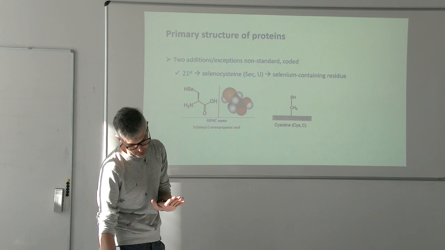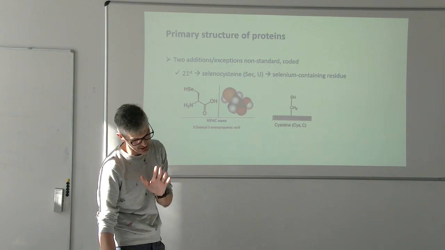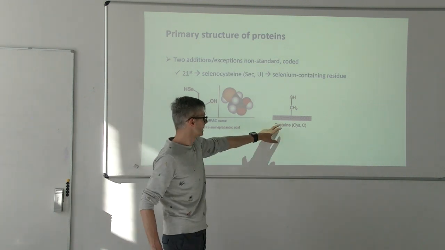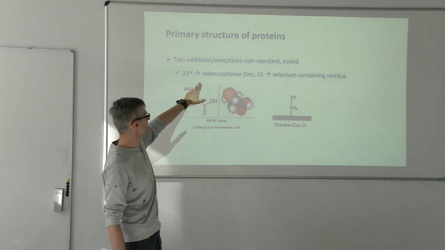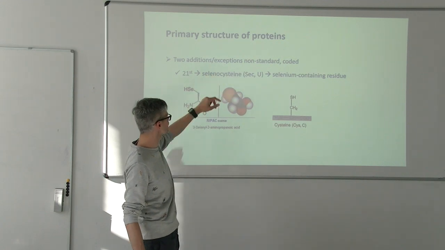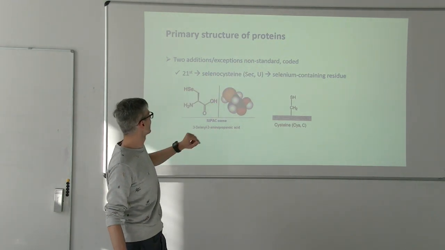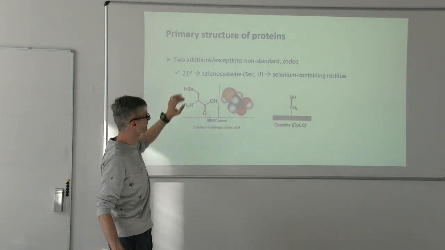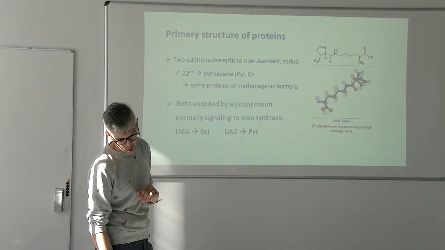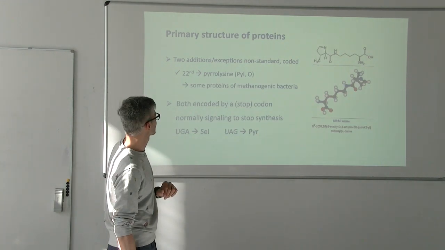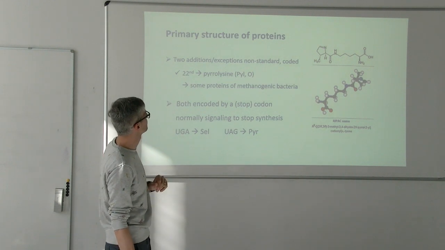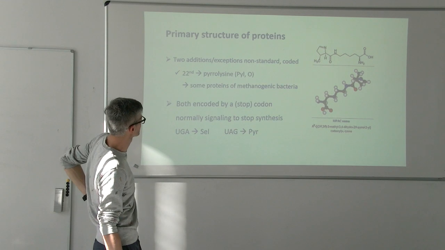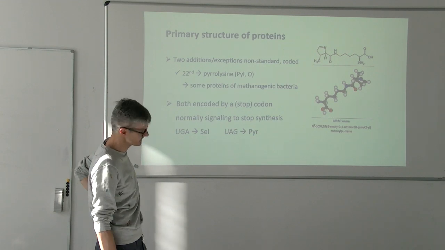You know there are 20 amino acids in nature, but actually we have some more. For example, a variant of cysteine is selenocysteine, where you have a selenium atom here instead of the sulfur here. So this is what we call the 21st amino acid. And then you also have pyrrolysine, which is the 22nd amino acid. Some proteins of methanogenic bacteria can incorporate this in the proteins.